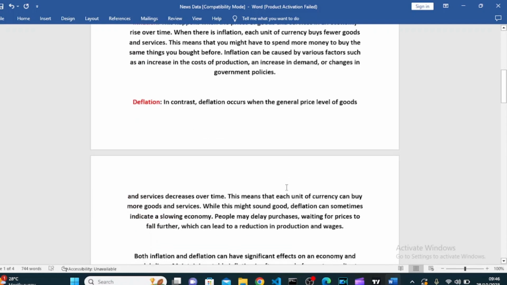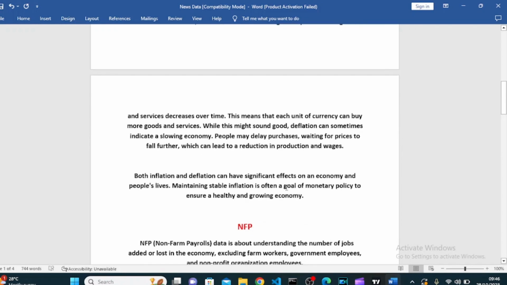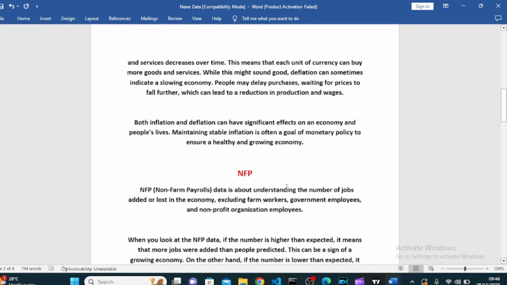Deflation, in contrast, occurs when the general price level of goods and services decreases over time. This means that each unit of the currency can buy more goods and services. While this might sound good, deflation can sometimes indicate a slowing economy. People may delay purchases, waiting for goods to fall further, which can lead to a reduction in production and wages. Both inflation and deflation can have significant effects on an economy and people's lives. Maintaining stable inflation is often a goal of monetary policy to ensure a healthy and growing economy.